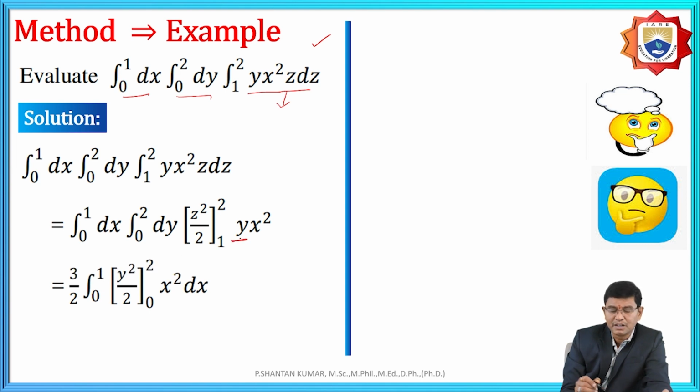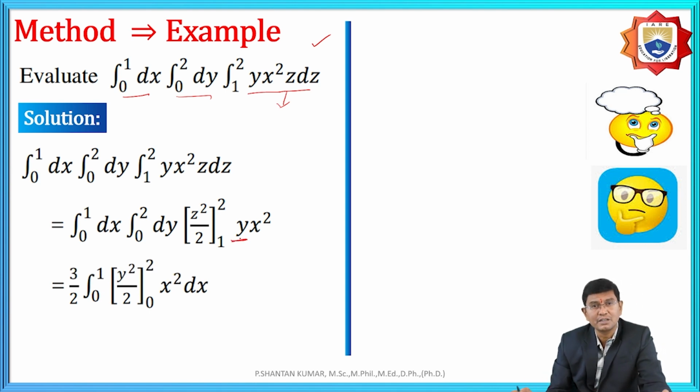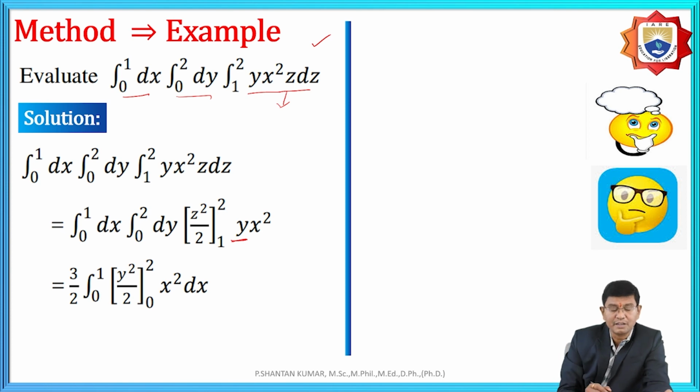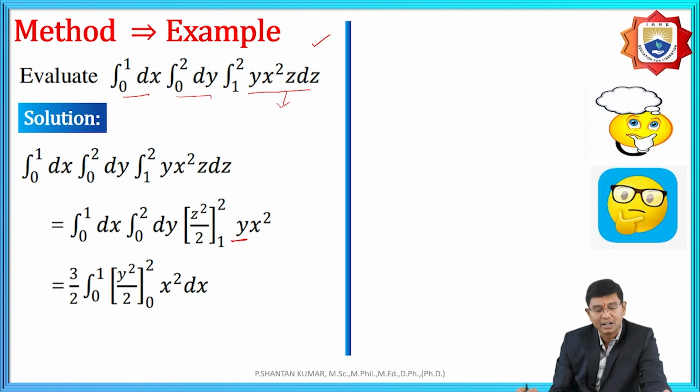Integrating with respect to y gives y square by 2, and again the limits are 0 to 2. Once again, we need to replace y with 2 for the upper limit and 0 for the lower limit. Therefore, (4 minus 0) by 2 is nothing but numerator 4 and denominator 4, both cancelled automatically. The rest of the thing is 3 into the integration from 0 to 1.